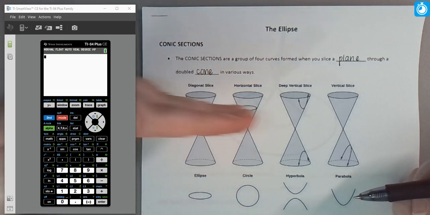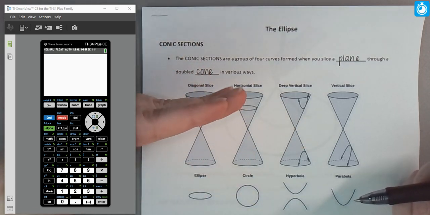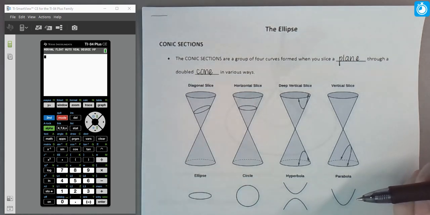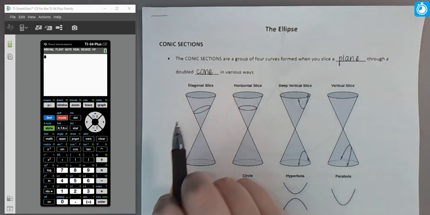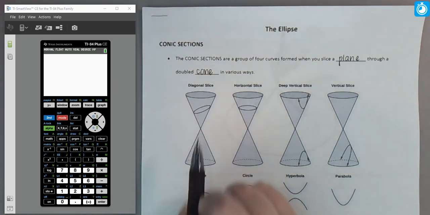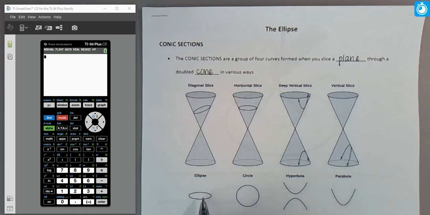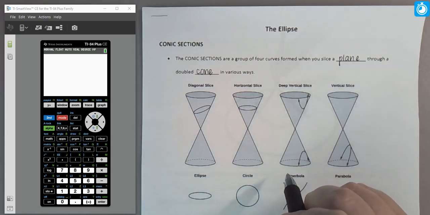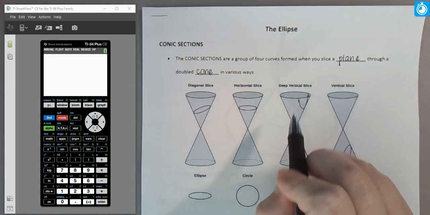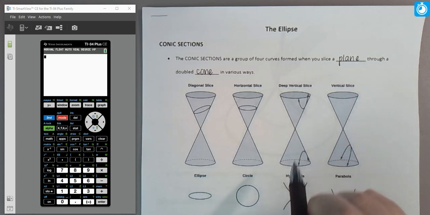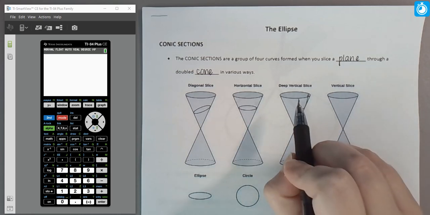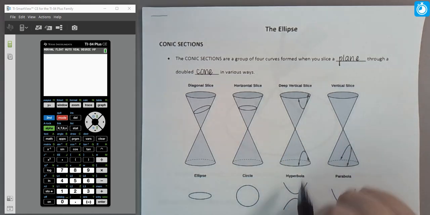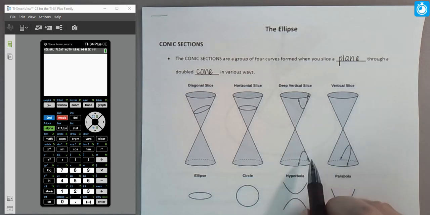Now if you were to take that perpendicular plane and then slant it a little bit so that it passes through diagonally but also passes through both sides of the cone, then we have what we call an ellipse, which is what we're going to talk about in this video. If you were to pass the plane through the cone vertically so that we are parallel to the axis of the cone, then notice it's going to slice through the cone in two locations and we end up with two open curves. This is what we call a hyperbola.